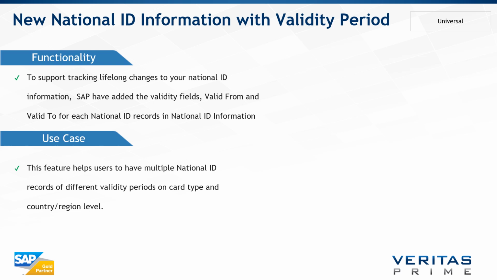Next feature is new national ID information with validity period. To support tracking lifelong changes to your national ID information, SAP has added validity fields like valid from and valid to for each national ID record in national ID information. So in most of the cases, if an employee gets transferred from one country to another country, you will still have visibility on the employee's different national IDs, and those are delimited at the day the employee leaves the country and joins the new country. So yes, this is a good feature to track the national ID information for an employee.